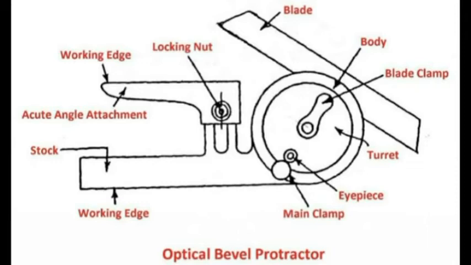Second thing is a clamp is provided to lock the reading. So there is a clamp which prevents it from rotating. You look through the eyepiece and make the reading. You will have a vernier reading also here. So these are the various protractors in metrology. I hope everyone understands this concept.